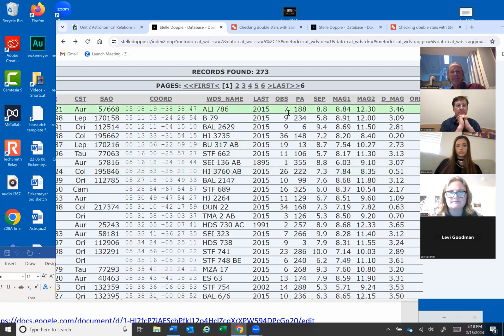So I might go for something that's somewhat in between. Okay, and we could, for example, have 7 observations. That sounds kind of interesting. You have a separation of 8.8, a magnitude of the primary 8.84, magnitude of the secondary 12.3. So this one is quite a bit dimmer than that one, but the difference in magnitude is 3.46. So it's below our criteria of 4.